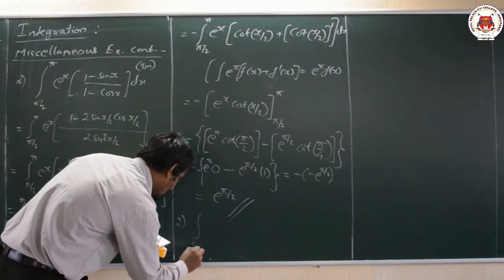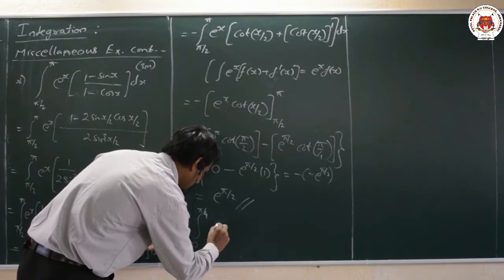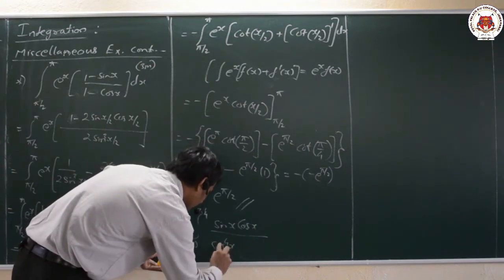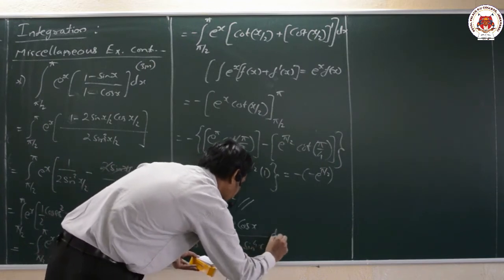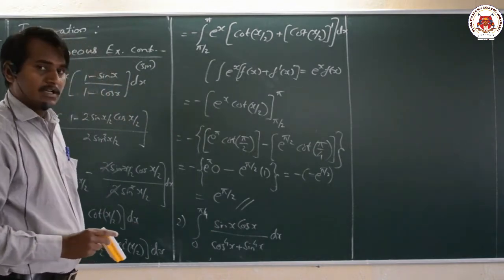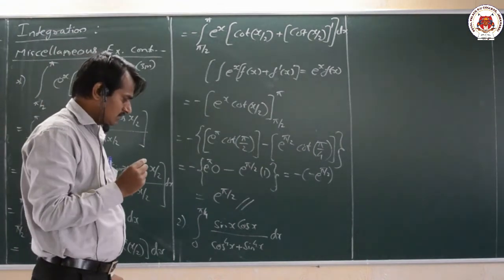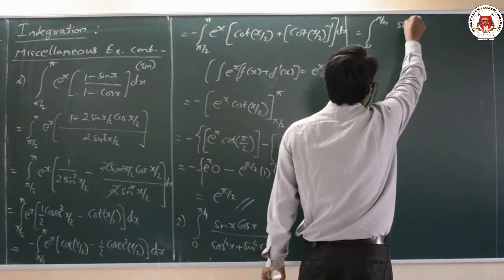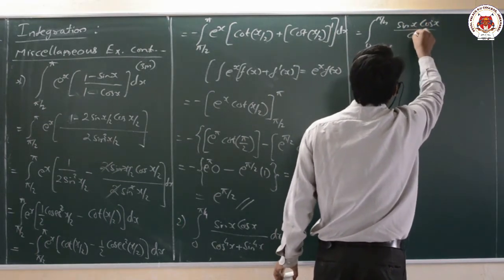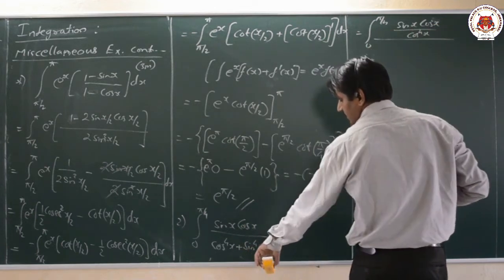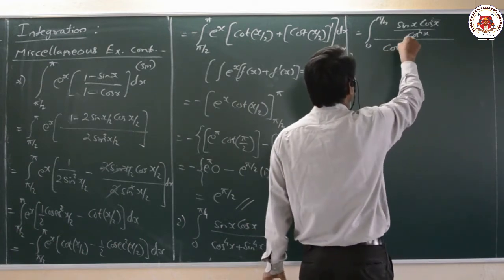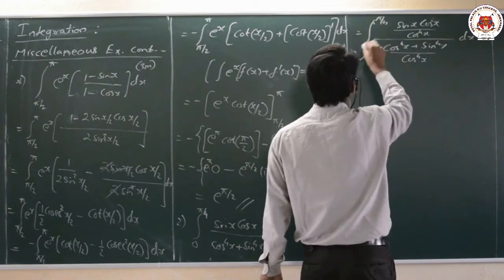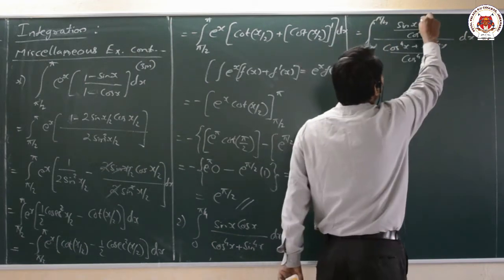The next problem is the integral from 0 to pi by 4 of sin x into cos x, whole divided by cos raised to 4x plus sin raised to 4x, dx. Now, the problem is very simple. To solve this problem, I can multiply and divide. Both the numerator and denominator I will divide by cos raised to 4x. That is, the integral from 0 to pi by 4 of sin x into cos x divided by cos raised to 4x, whole divided by cos raised to 4x plus sin raised to 4x divided by cos raised to 4x, dx.